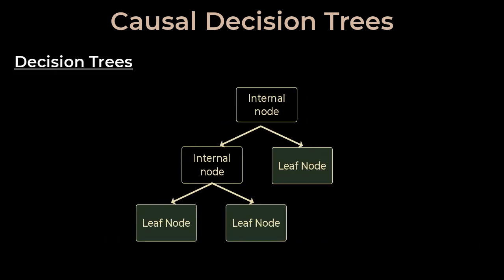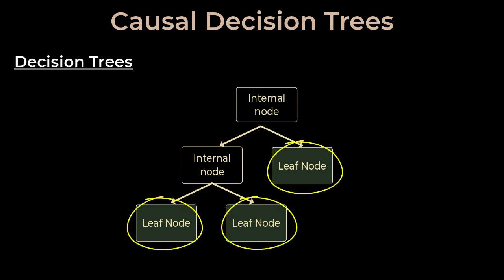So decision trees. These are trees used to make decisions. Each tree has internal nodes that have children and external nodes or leaf nodes that have no children.